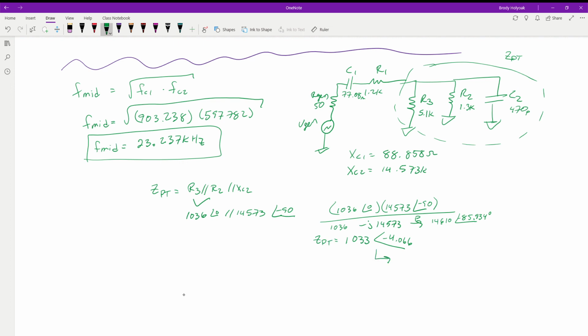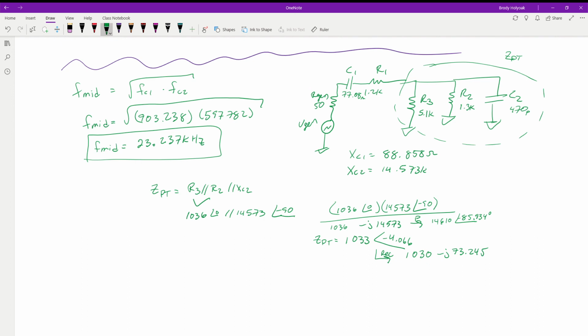We need to convert this into rectangular because we're going to add it to the impedance of the generator, the capacitor, the X of C1, and our resistor 1. So we take this and convert it to rectangular. We take the 1033 and the negative 4.066, and that gives us 1030 minus J of 73.245.